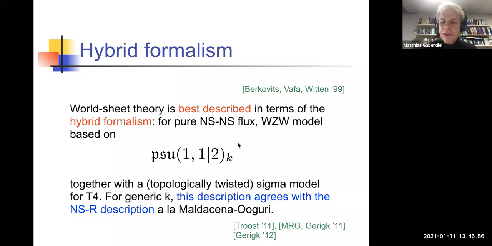Now, some of you will know the Maldacena-Ooguri description at level 1 is a bit delicate because the supersymmetric SU(2) will be at level 1. And when you decouple the fermions, the bosonic SU(2) would be at level -1, and you don't quite know what to do with that. But in the context of the hybrid formalism, you just look at the level 1 algebra PSU(1,1|2), and there's nothing particularly bad about PSU(1,1|2) at level 1. There's nothing inherently sick about this super Lie algebra.